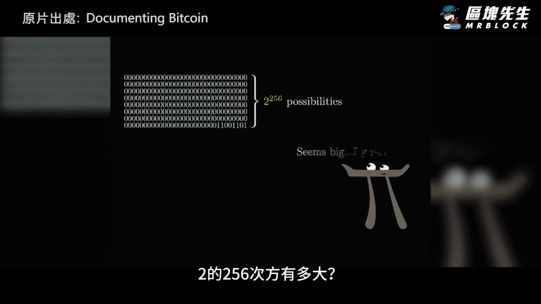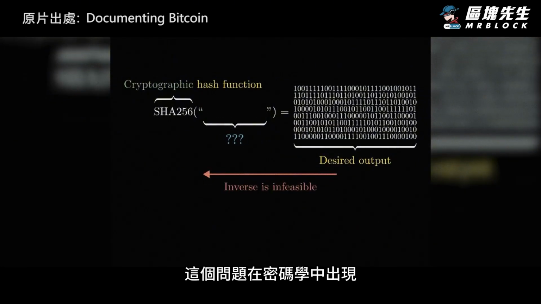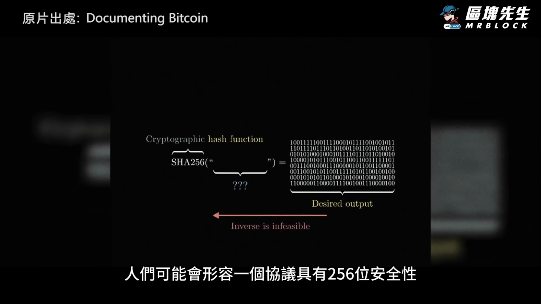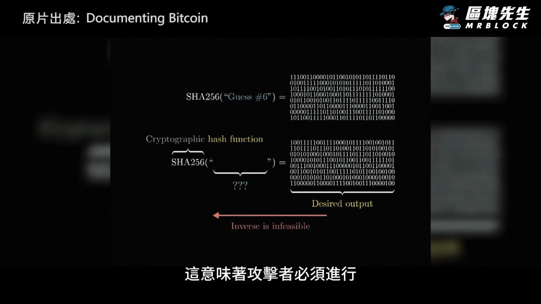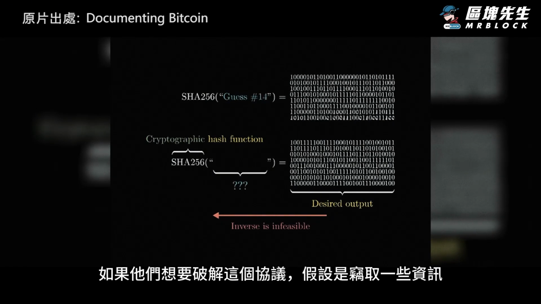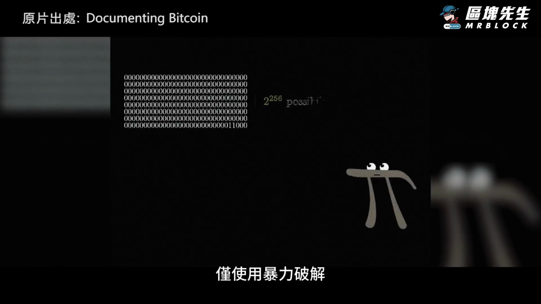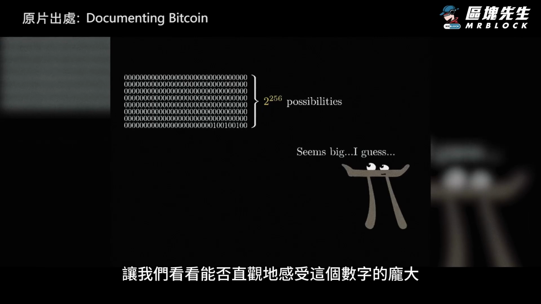How big is the number 2 to the power 256? This question comes up in cryptography, where people might describe a protocol as having 256-bit security, which means an attacker would have to run on the order of 2 to the 256 operations if they wanted to break whatever the protocol is, let's say stealing some information, using only brute force. Let's see if we can get an intuitive feel for the sheer size of this number.